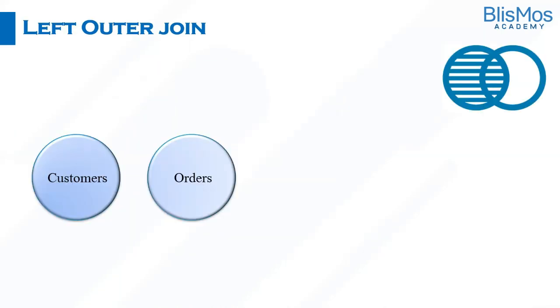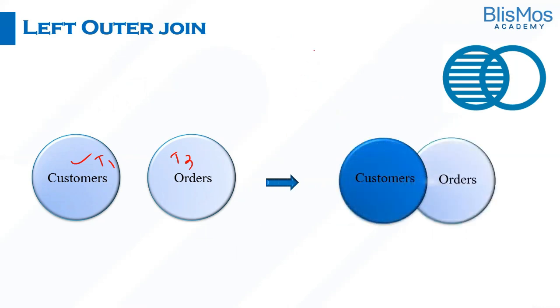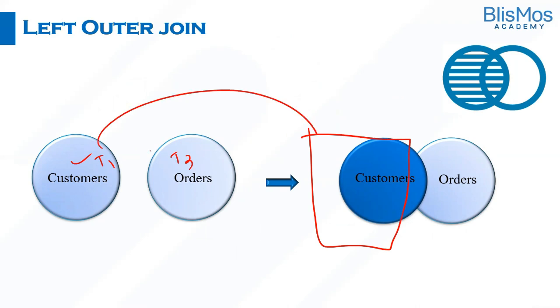Let's take an example here. We have a table called customers and we have a table called orders. When we do a left join on these two tables, we'll be getting all the records from the customers and only the matching records from the orders.